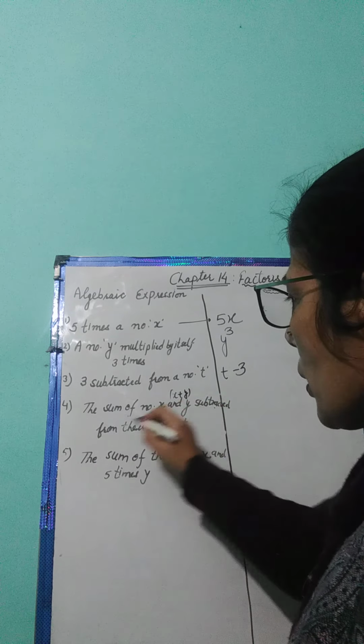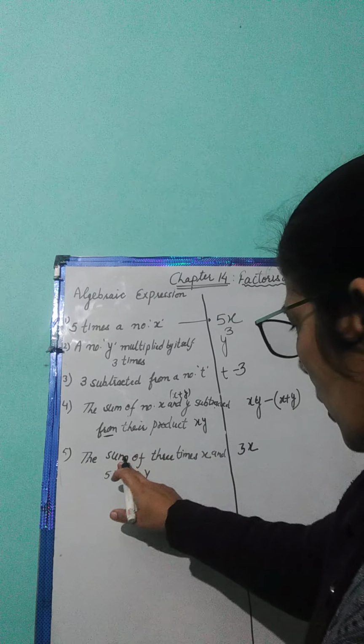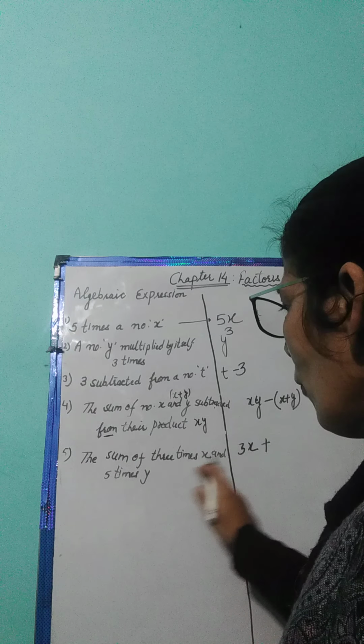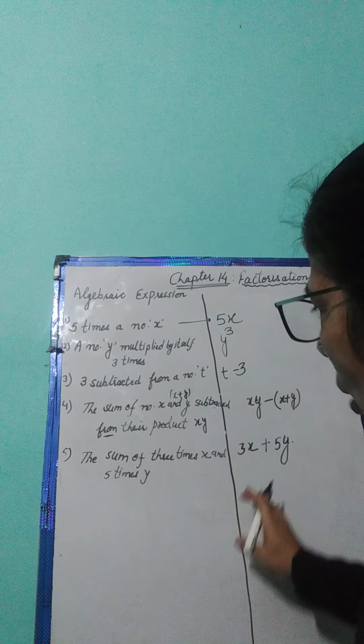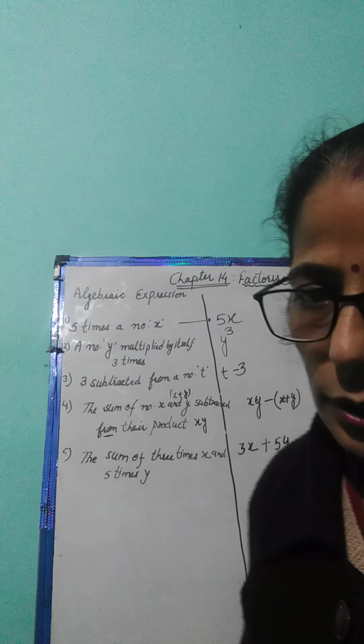The sum of 3 times x. 3 times x means 3x. And because this is a sum, plus 5 times y. So these are various algebraic expressions. How do we differentiate algebraic expressions from an equation? If there is no equal sign, then we say it is an algebraic expression. So these are all algebraic expressions.